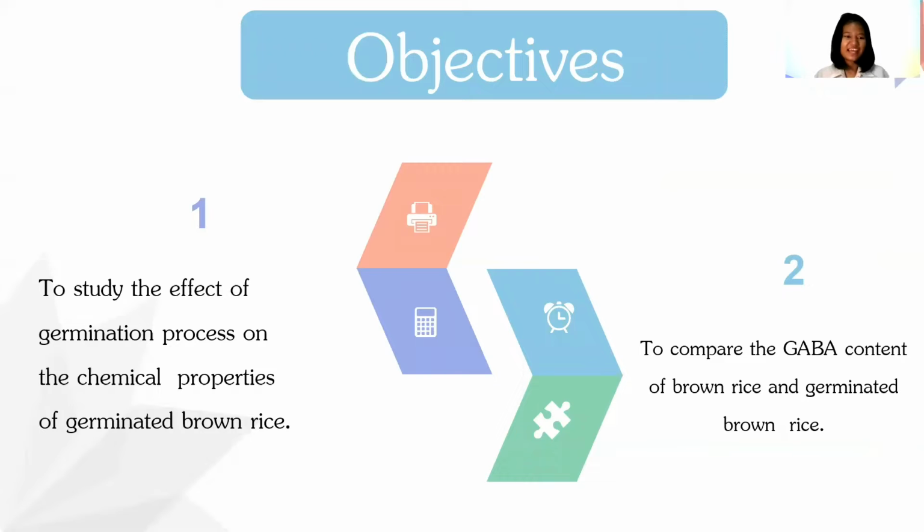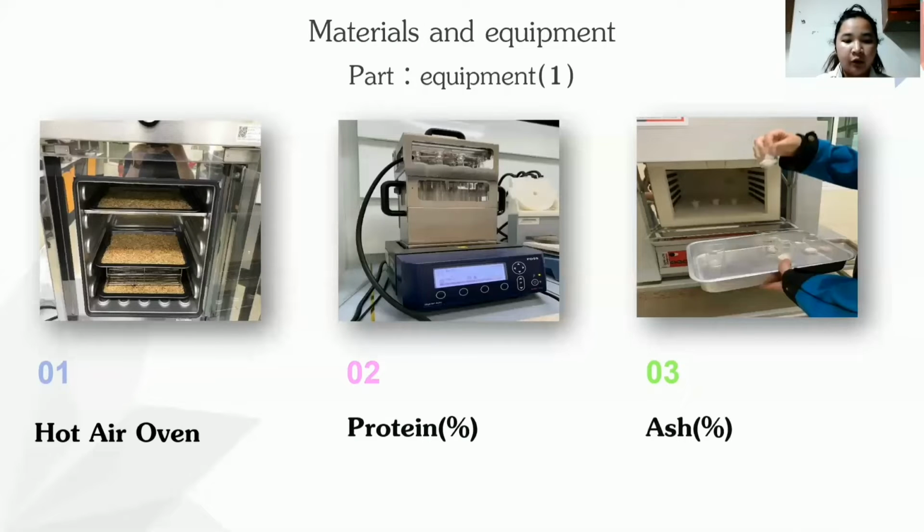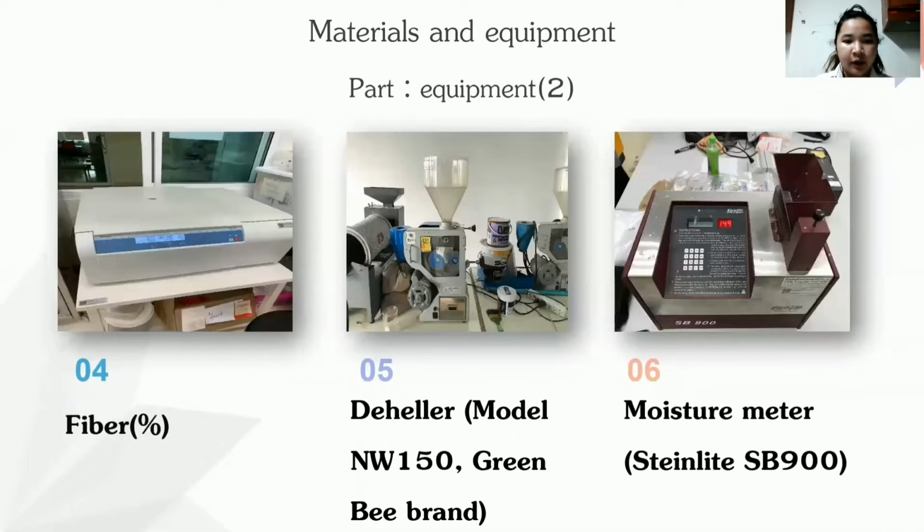Objective: the first, to study the effects of the germination process on the chemical properties of germinated brown rice. The second, to compare the GABA contents of brown rice and germinated brown rice. This slide shows the methods of the experiment: sample preparation, chemical analysis, and statistical analysis, including moisture, protein analysis, ash analysis, fiber analysis, and color measurement.